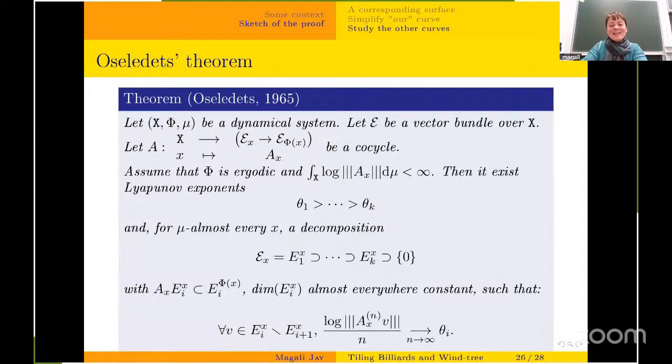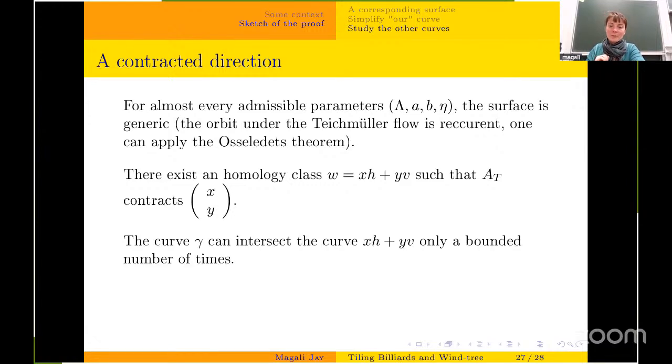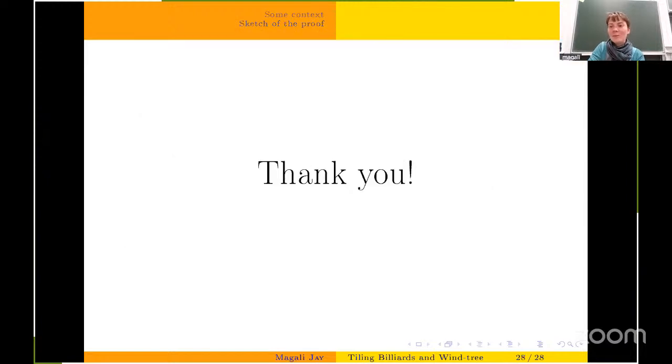Okay, so I'm relieved. I can apply Oseledets' theorem. I have a direction which is contracted, and this direction gives me the direction of the strip. The trajectory can intersect this direction only a bounded number of times, which means that this direction is the strip in which the trajectory is trapped in the plane. Okay, and I will end there. Thank you very much.